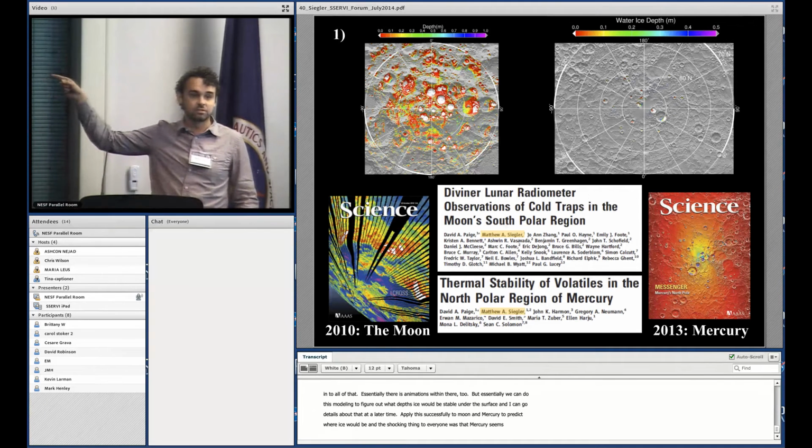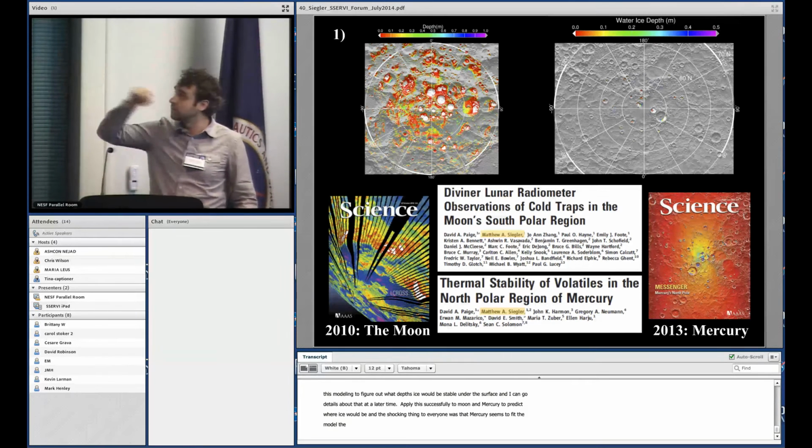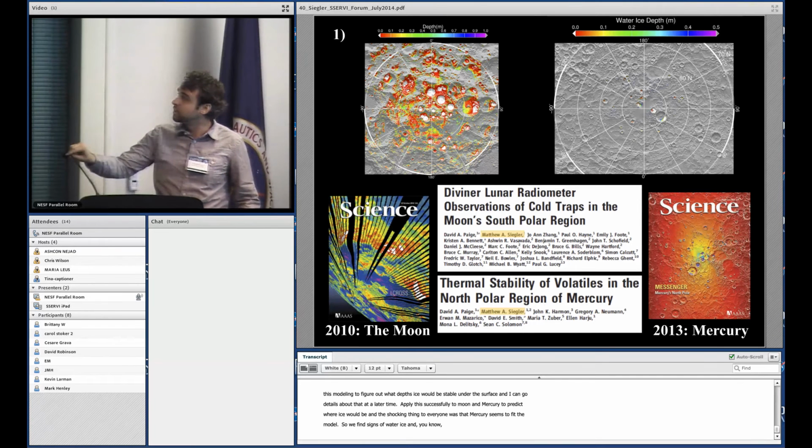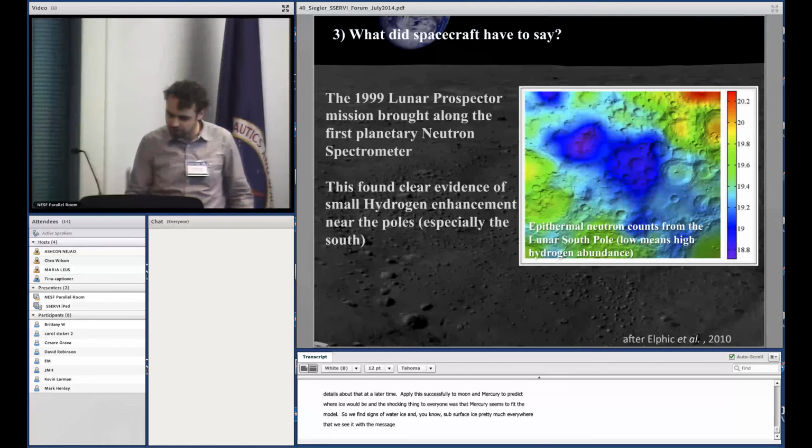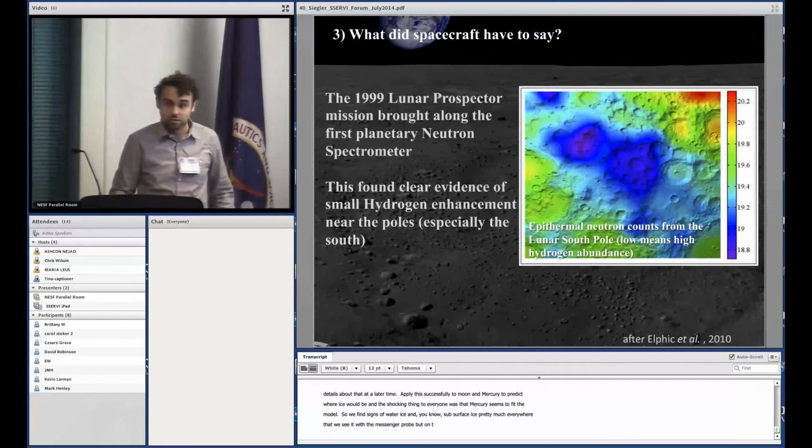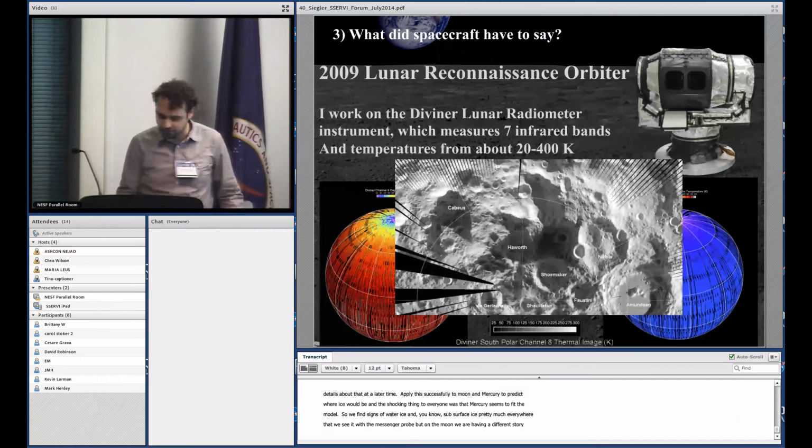All right, we find signs of water ice and subsurface ice pretty much everywhere that we see it with the Messenger probe. But on the Moon, we're having a different story altogether. So I'm going to go through one possible explanation of why we have a difference here.